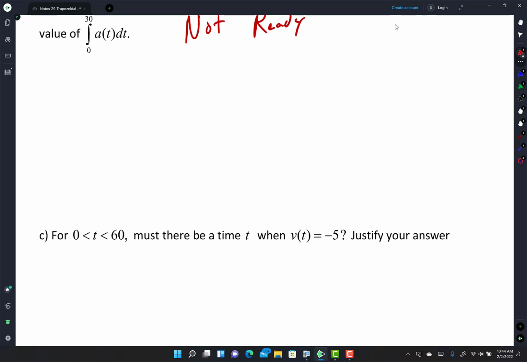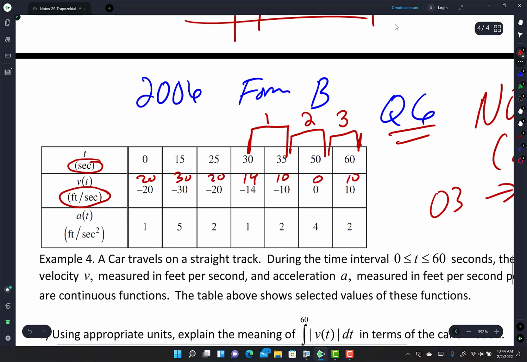It says between 0 and 60, must there be a time t when the velocity is negative 5? Well, look at it. Remember that velocity is continuous. Yeah, and it also tells you it's continuous. Notice that at 35, you're at negative 10. And at 50, your velocity is 0. Did I cross negative 5? You had to. There's no other way. There's no way you can go from negative 10 to 0 without hitting negative 5. Does that make sense? What theorem is that?